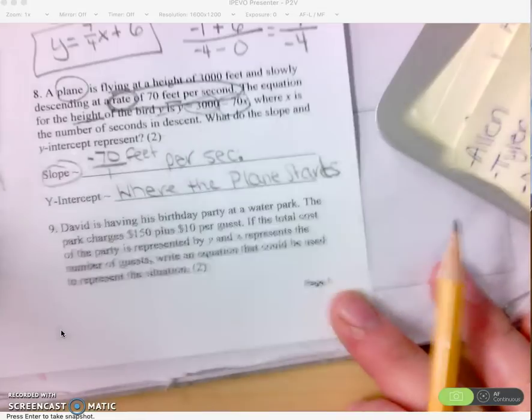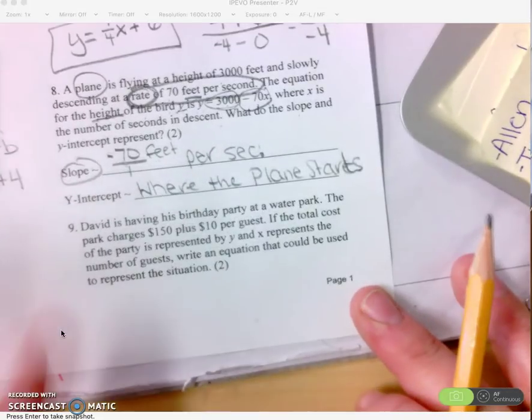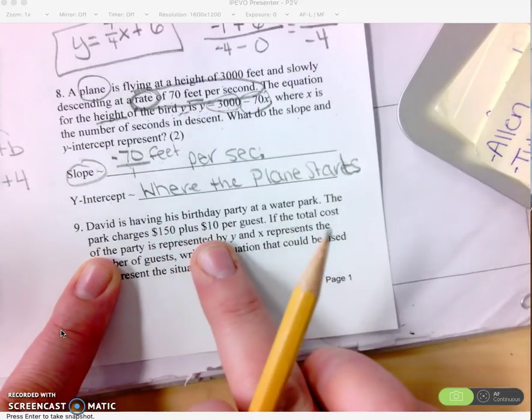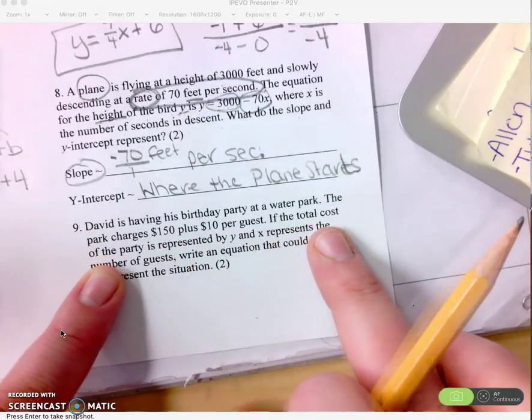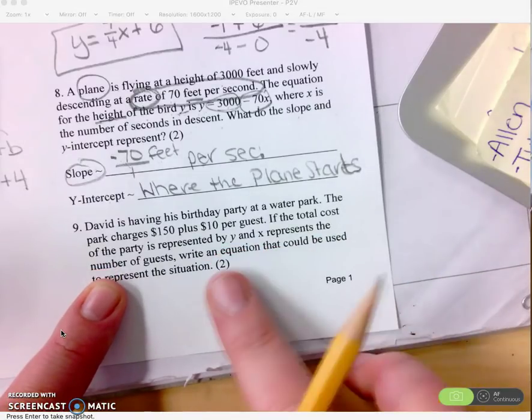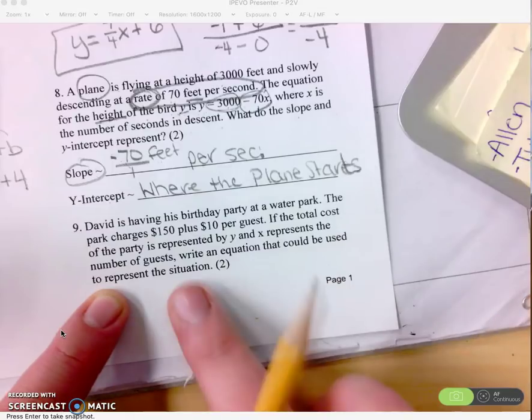Here again, David is having his birthday party at a water park. The park charges $150 plus $10 per guest. If the total cost of the party is represented by Y and X represents the number of guests, write an equation that could be used to represent this situation.